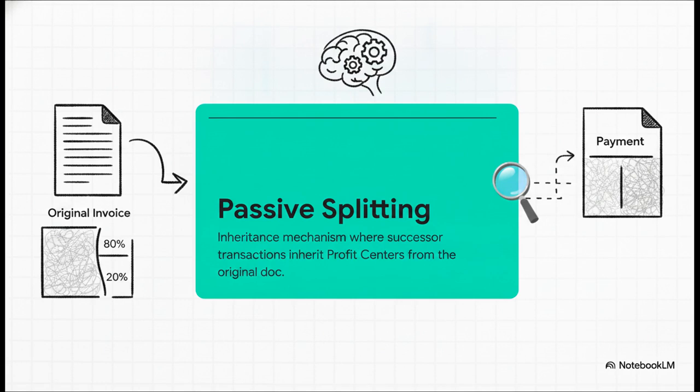If you pay that €11,000 vendor invoice a week later, you don't need to set up any new active rules. SAP simply looks back at the original referenced invoice, sees that perfect 80-20 split we talked about earlier, and passively inherits it for the bank clearing line. Zero extra configuration required. How great is that?